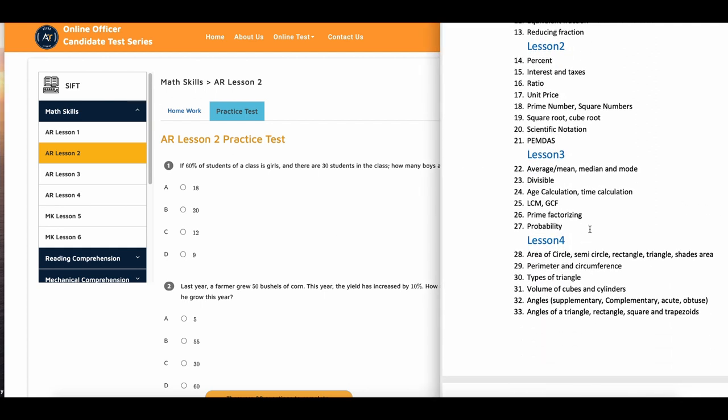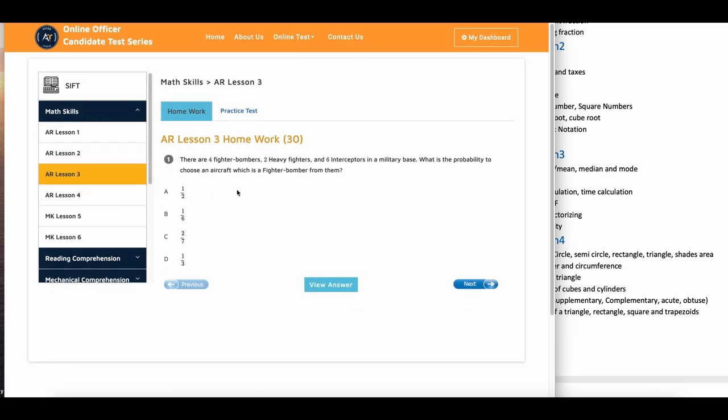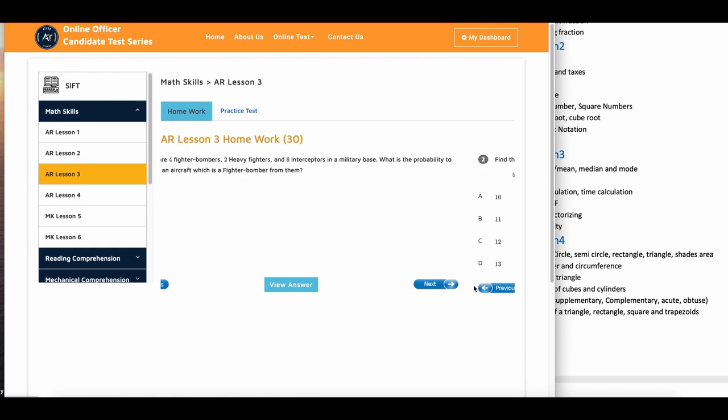The next things you need to learn are average, mean, median, mode, divisibility, age calculation, time calculation, prime factorizing, and probability. In lesson three, we have that type of problem. We set it up, so you could see this problem here, and view the answer for the probability, right? We have some videos on YouTube you could watch if you need to learn the basics. And if you download our application, you'll have all of this, and everything is very organized, so you could study this area.